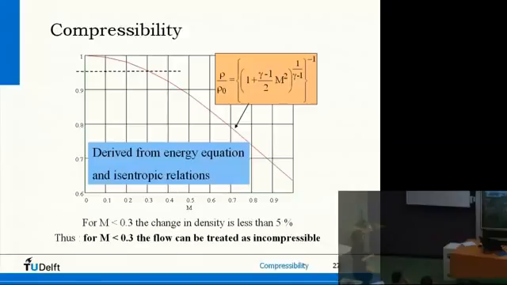So below Mach 0.3, so below around 100 meters per second. But if you apply it at 110 meters per second or 115, it will not harm you. If you apply it when your Mach number is really 0.7, you have a problem. Because at 0.7 the density drop is 30%. And this of course is taken into account in the velocities and the pressures. Yeah?